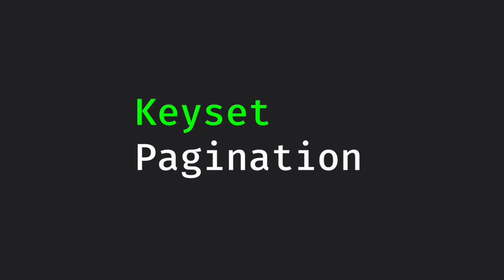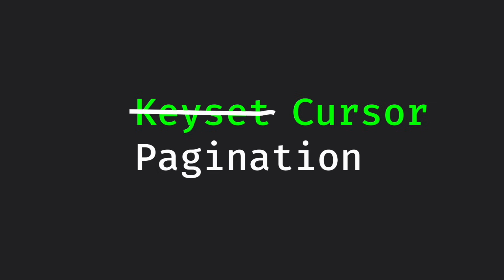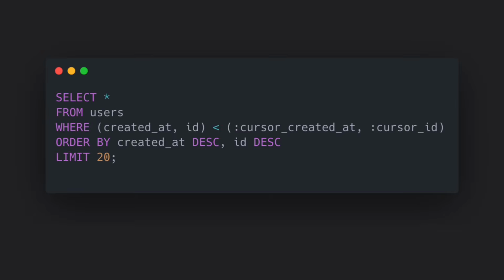The more efficient solution would be to use keyset pagination, also known as cursor pagination. Keyset pagination is also simple. We just use a where statement to skip rows by using a non-null column with an increasing value like the created at timestamp, and an additional ID column for tie breaks. This column, or a combination of columns, is known as the cursor for our pagination.